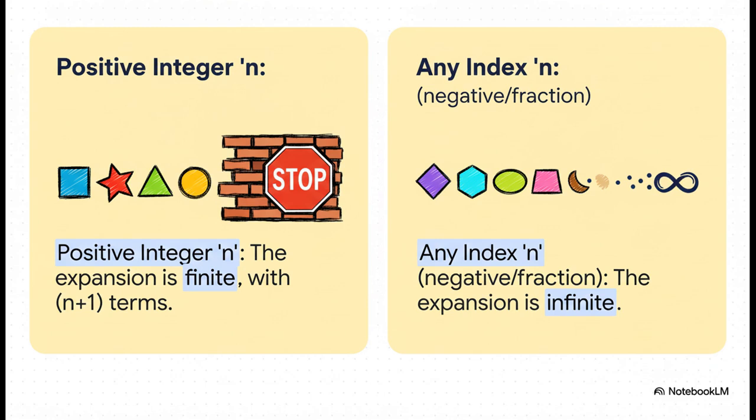When n is a positive integer, the expansion eventually stops. It's finite. But when n is negative, or a fraction, the expansion goes on forever. It becomes an infinite series. And this is so important because it's the key to making really accurate approximations in physics and engineering.